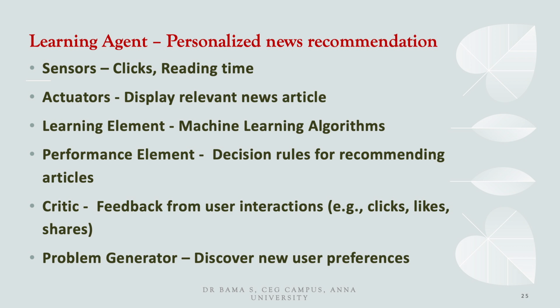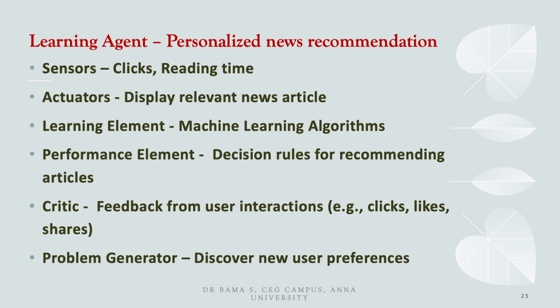The learning element here would be the multiple machine learning algorithms that they will be using. The performance element is the decision rules for recommendation of those particular articles. So, which article or which video should be available to the user based on his criteria. And the critic is the feedback from the user interactions. Say for example, the number of clicks you make on YouTube, the number of shares you make through YouTube, the likes. Okay. All these are going to be the critics which form the interaction from the environment.